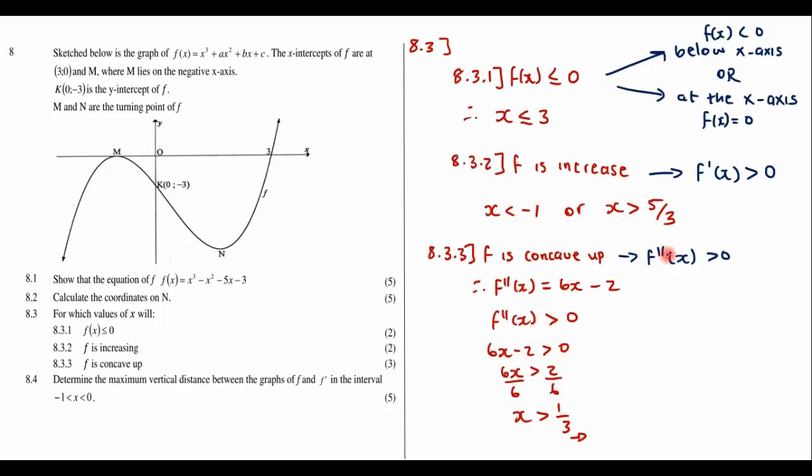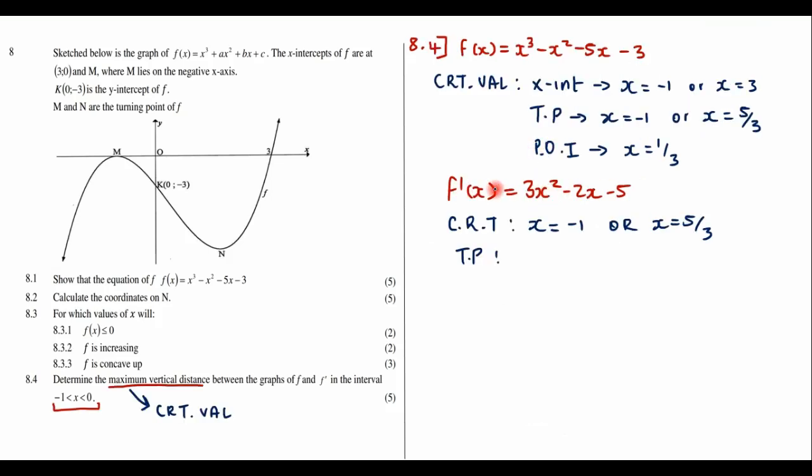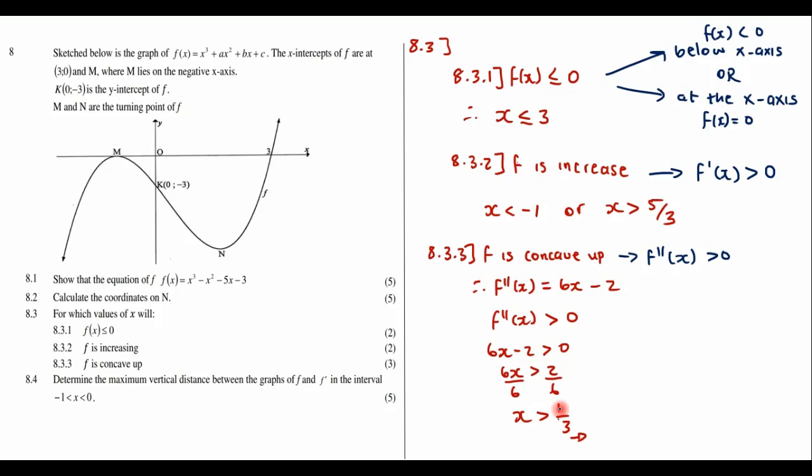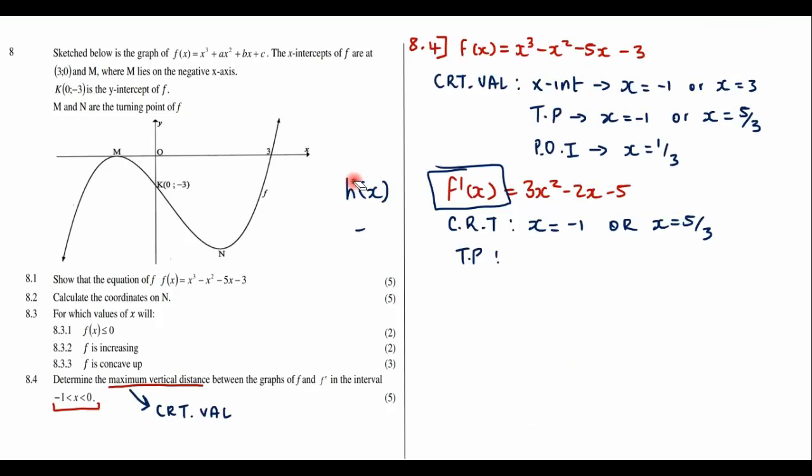Because remember, if this was the original equation, let's say this was maybe h of x, right? Now, if we wanted to find its turning point, we're going to say h of x equals 0. Now, this part is going to give us 1 over 3, right? So this basically means that here, the turning point, the x-coordinate of that, is 1 over 3.